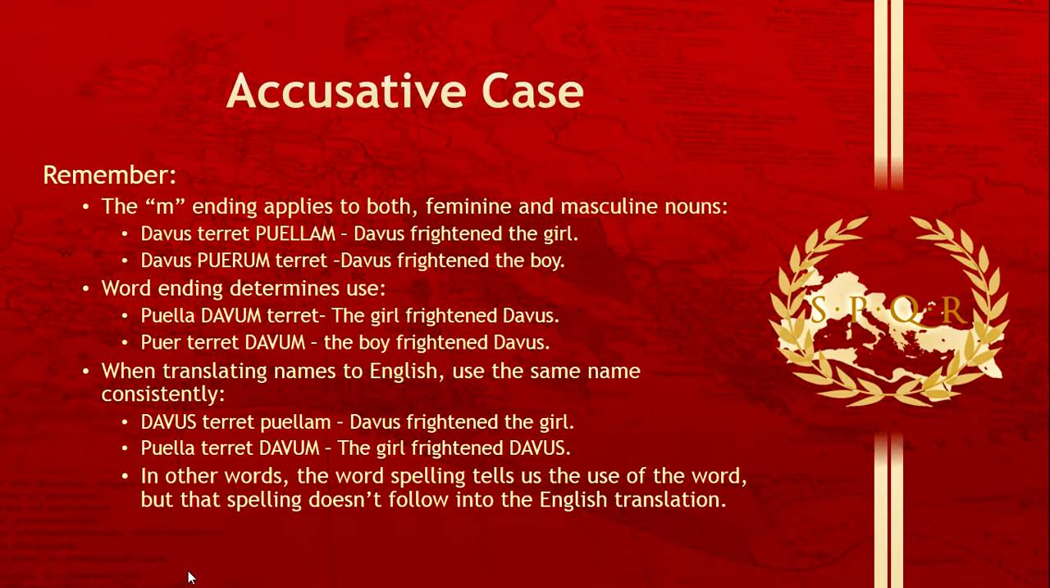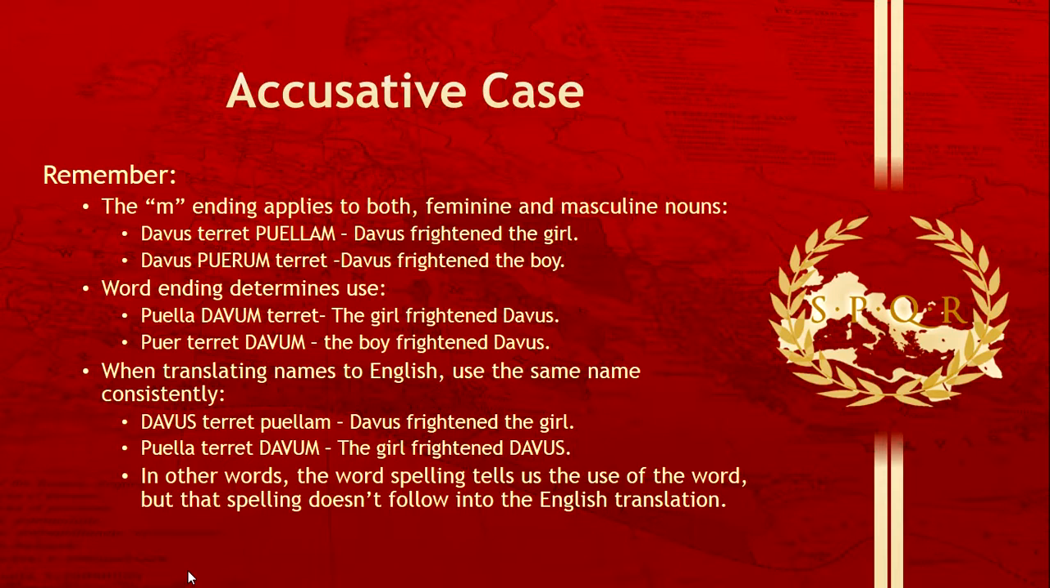A couple things to remember about the accusative case. Firstly, the M ending applies to both feminine and masculine nouns. Davos terret puellam. Davos frightened the girl. Davos puerum terret. Davos frightened the boy. Now, one thing you'll notice there is in both cases, the direct object ends with an M.